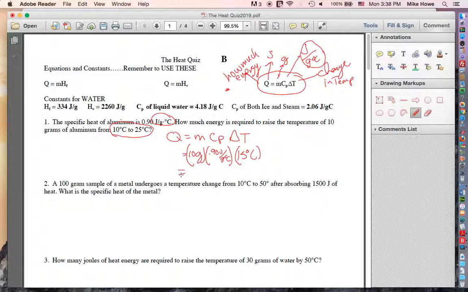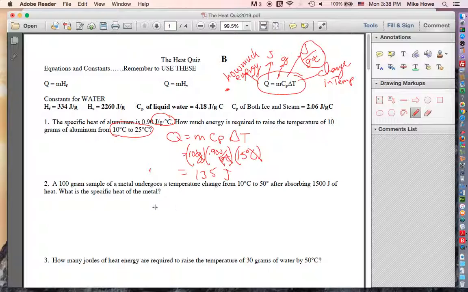And so there you have the math that's necessary to figure this out. So I'll reach to the side and grab a calculator. It looks like our answer would be 10 times 0.9 times 15. So the answer to that first question would have been 135. The 135 is just in joules. The reason for that is C's cancel, G's cancel, and I end up with just plain old J. So that's how you handle the first problem.